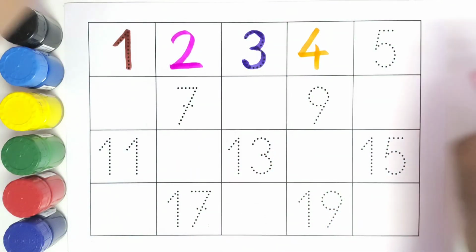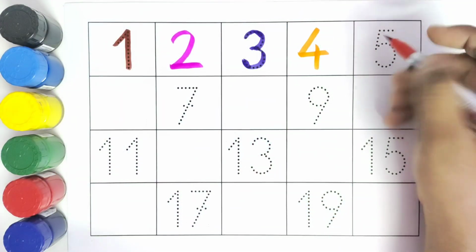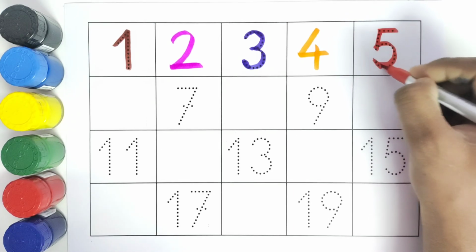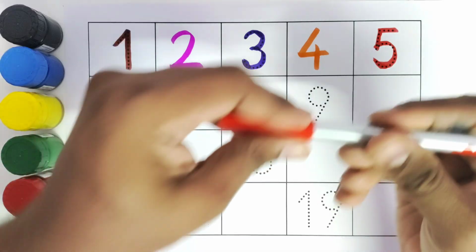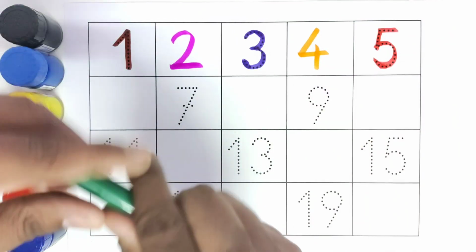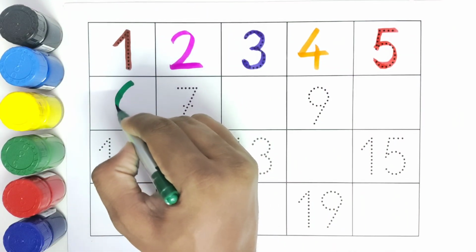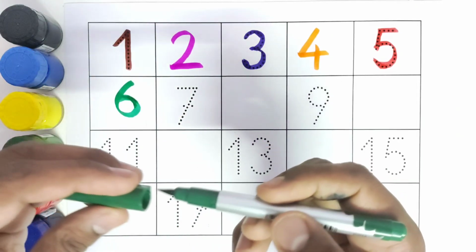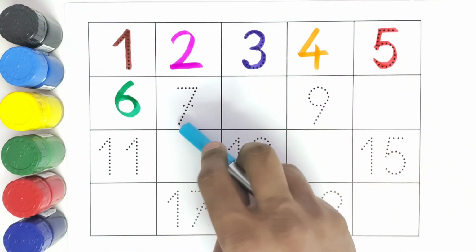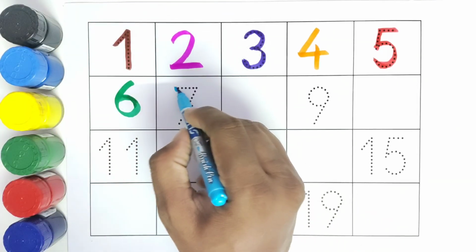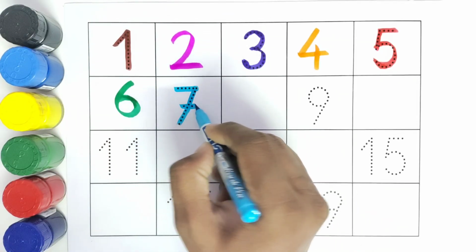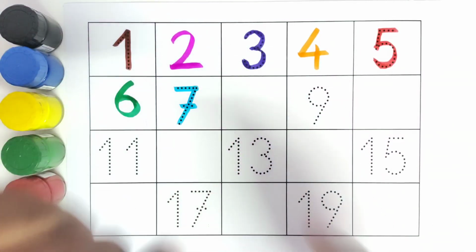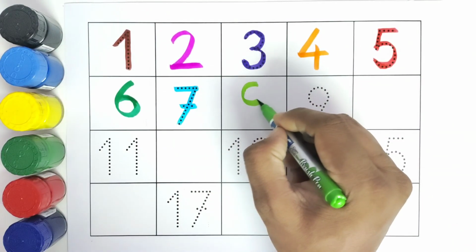What comes after 4? 5. We will write number 5. What comes after number 5? 6. We will write 6. What comes after number 6? 7. We will write number 7. What comes after number 7? 8. We will write 8.